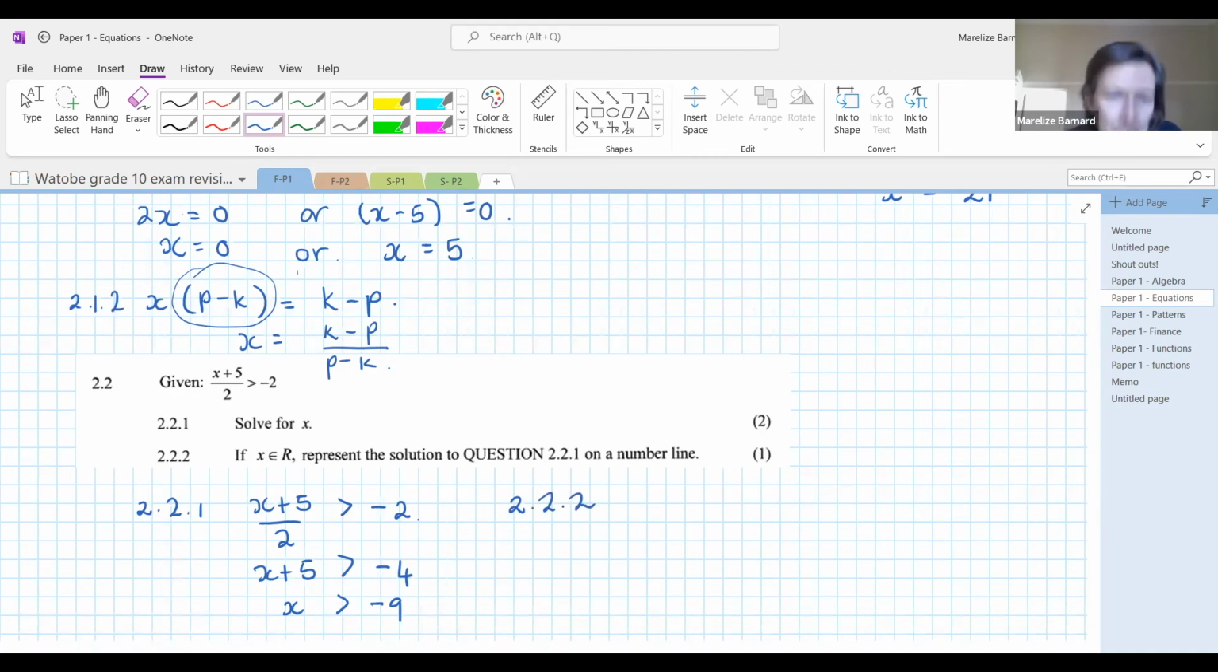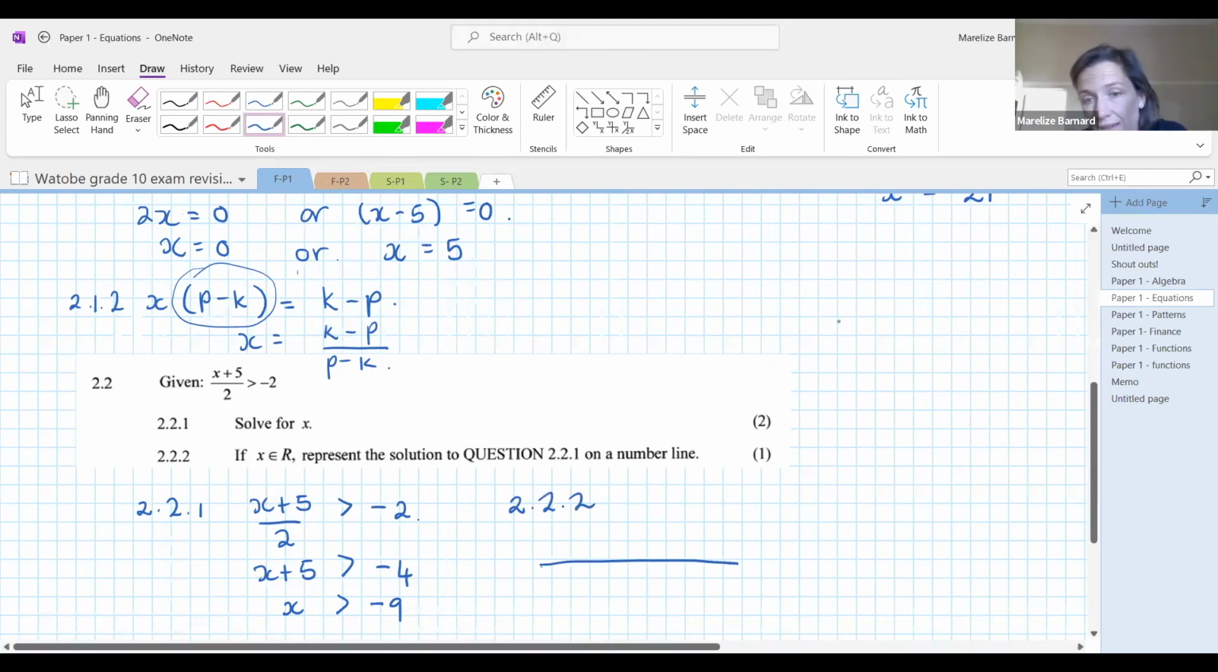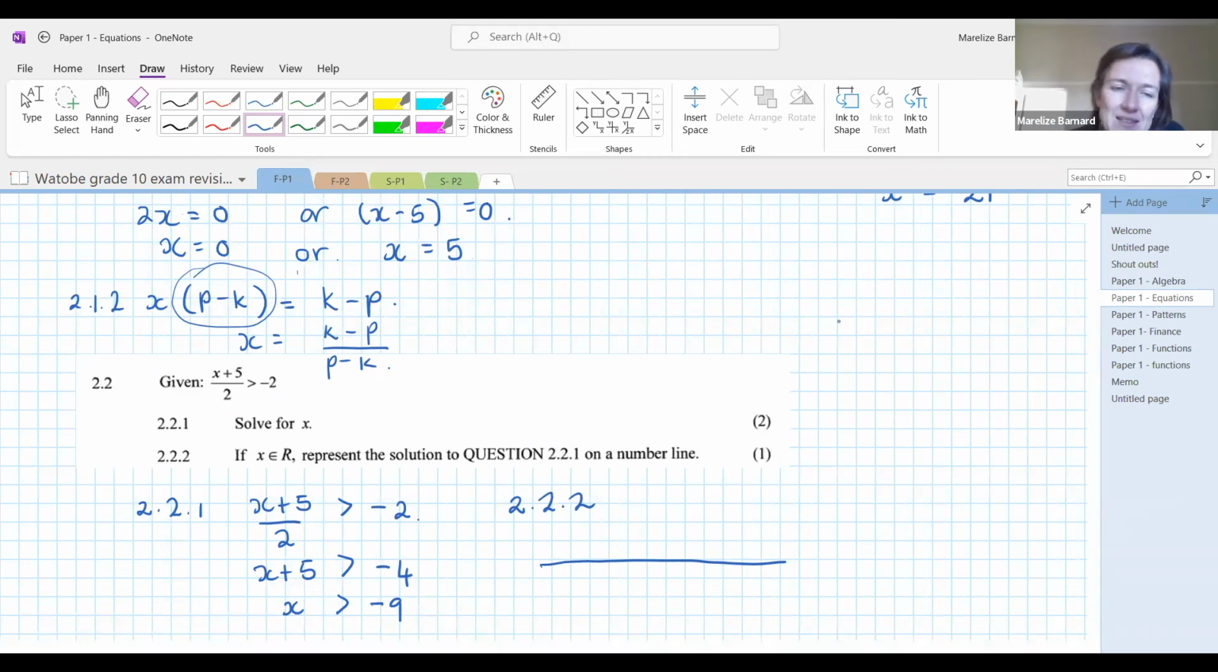We need to draw a number line for this. And it doesn't have to be a very involved number line, guys. You can just make a line with a ruler, preferably. And it says if x is an element of R, in other words, x is a real number, represent the solution on a number line. So you can just show here is minus 9, and because x is greater than minus 9, your arrow is going in that direction where the numbers are becoming bigger.